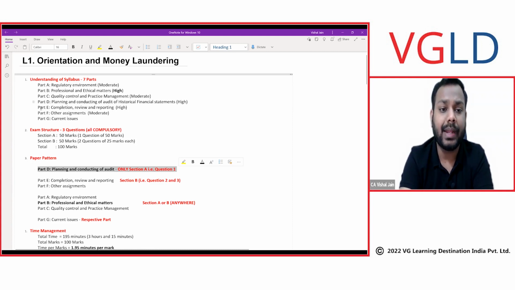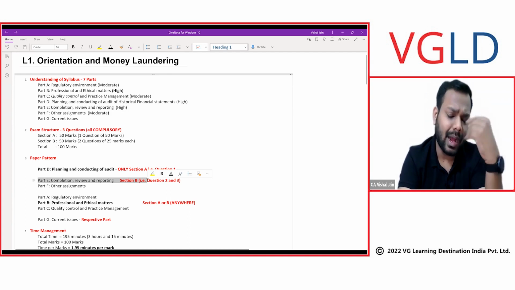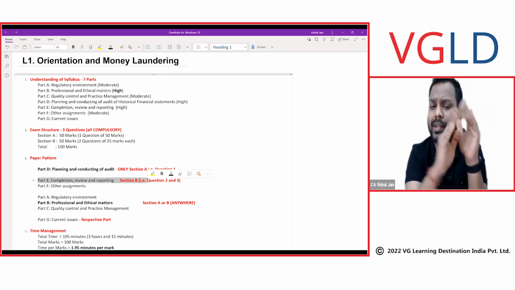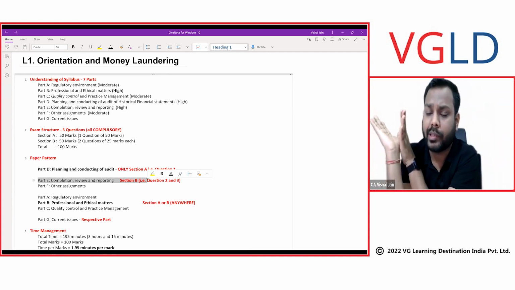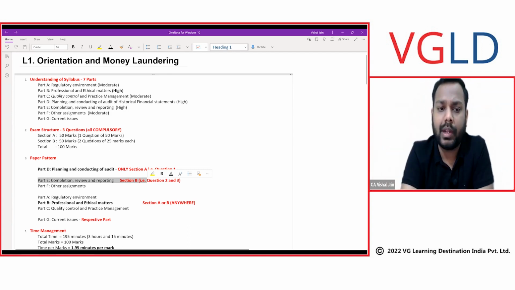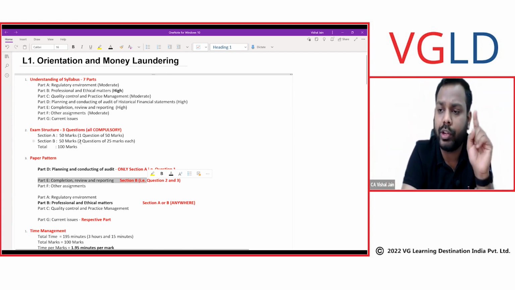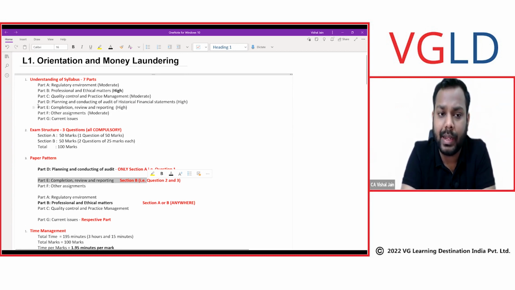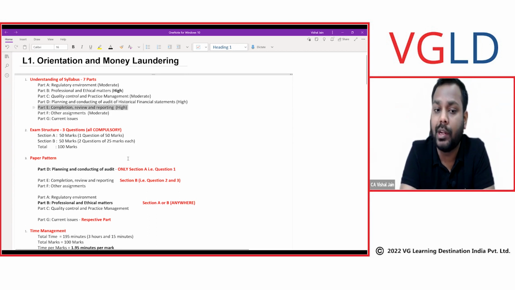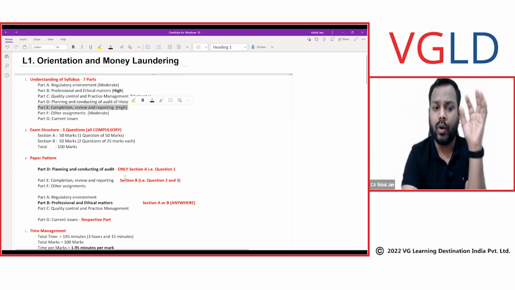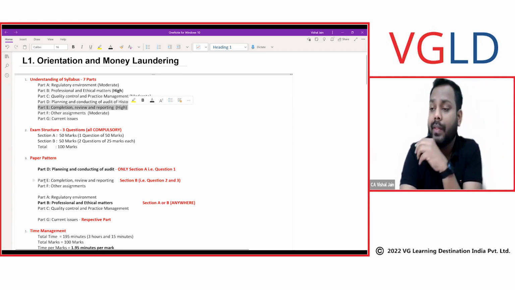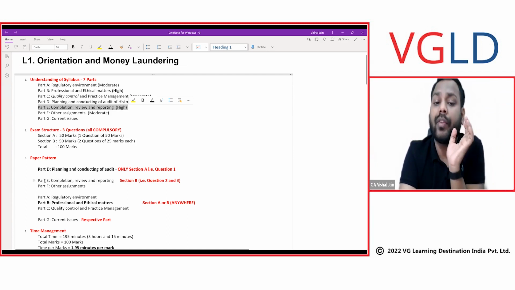Now comes part E, that is completion, review and reporting. For this standard, the examining team says that it will be asked as either a part of question number two, fully 25 marks, or question number three, fully 25 marks. I told you that in section B, there are two questions and each question is of 25 marks, right? And part E will be tested in the exam for 25 marks. So either question number two will be wholly from part E, or question number three will be wholly from part E of 25 marks.